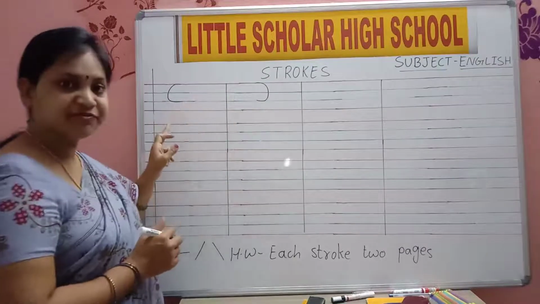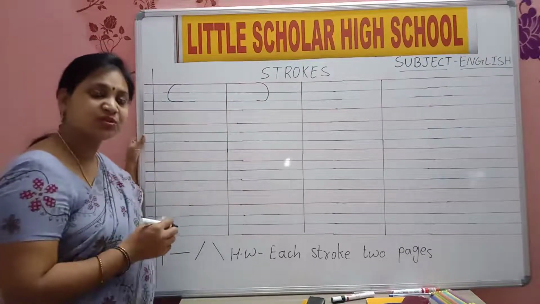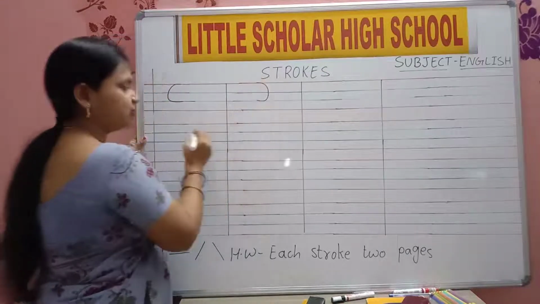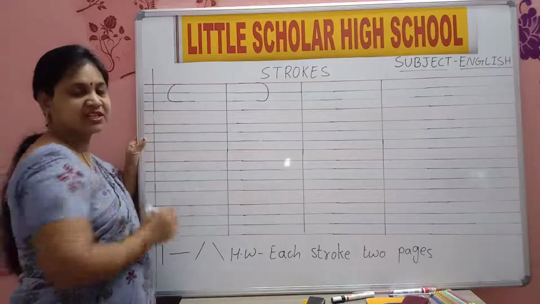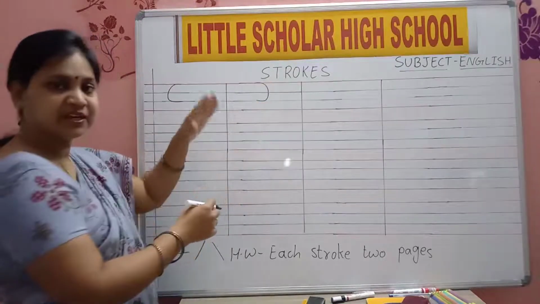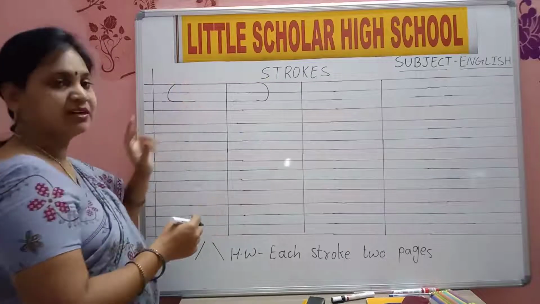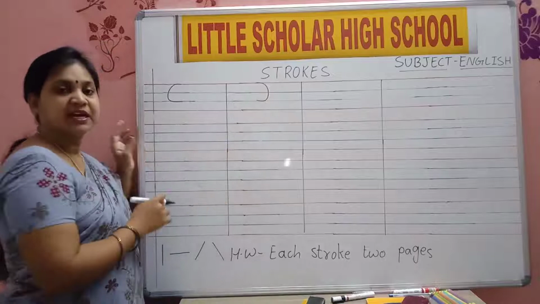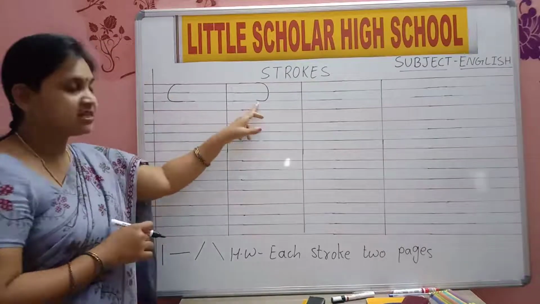This is known as a left curve. Which hand do you use to write? Right hand, no? So this is the right curve and this is the left curve. Right hand side, right curve; left hand side, left curve. Left curve, right curve.